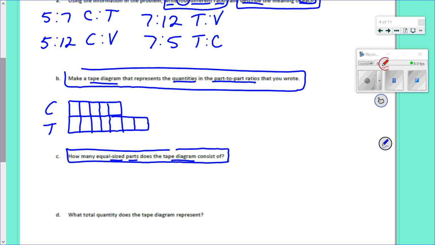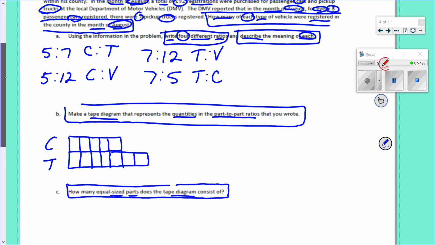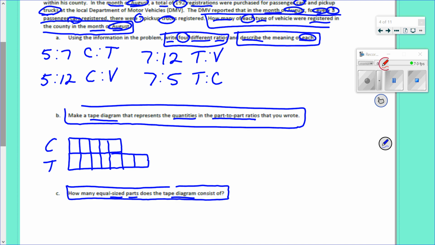Which part don't you understand? Mikey, do you see that in the problem? If I scroll up here, it says 5 cars to 7 trucks. Do you understand that? So to write that mathematically, to translate from English to math, all I need to do is say 5 to 7 using a ratio.